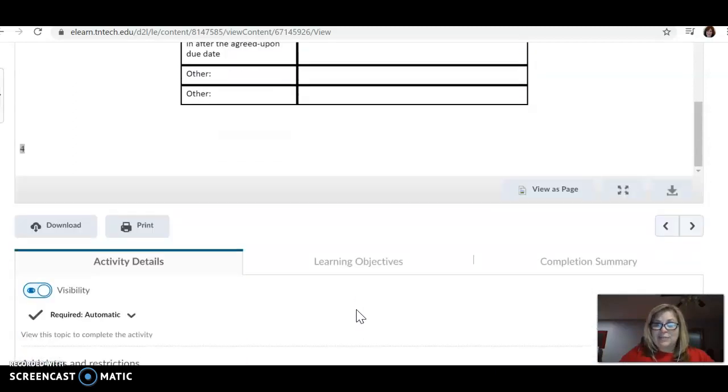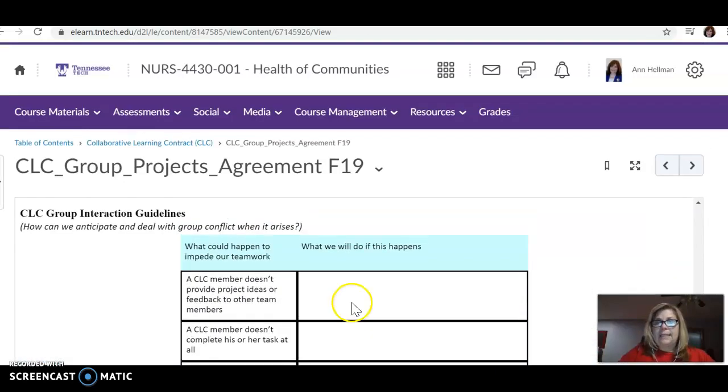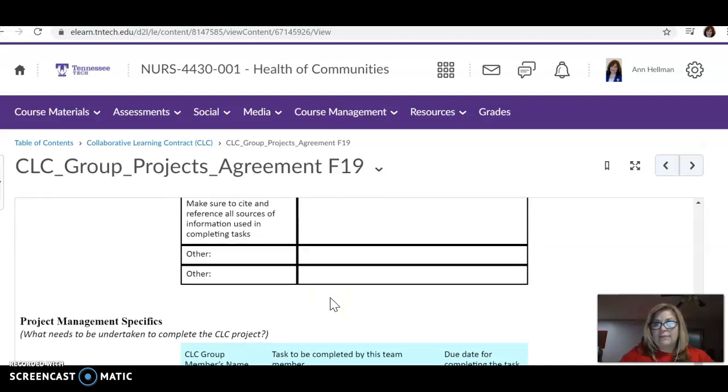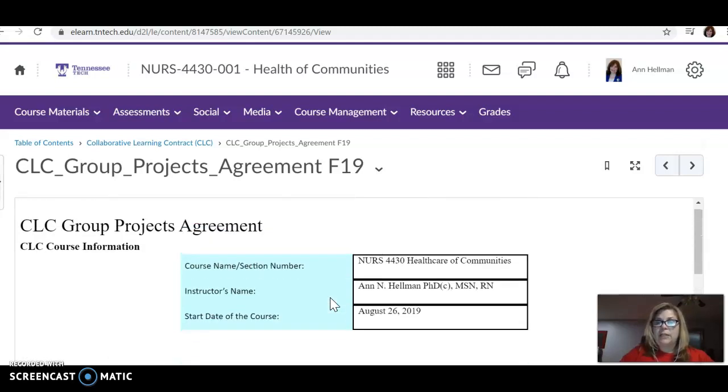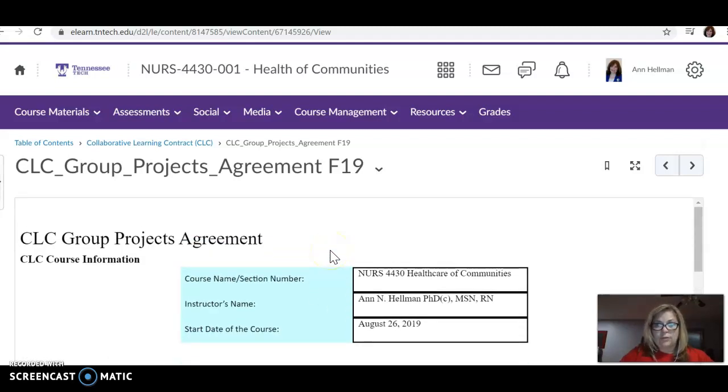It will eventually come to me when there's a problem, but this will help start having those discussions and let everybody know what's expected of everyone else, okay? So as a group, you will sit down and do this, and each individual will put this into the Dropbox. Again, I may set those up into groups, but right now, unless I tell you differently, every single person is going to submit this, and I'm going to pull them by groups and compare them, okay? So that's what this collaborative learning contract's about.